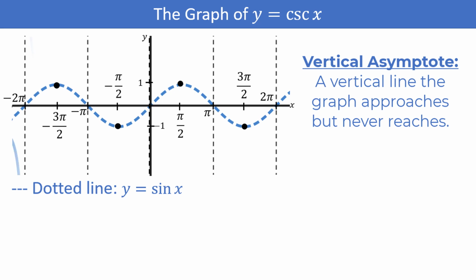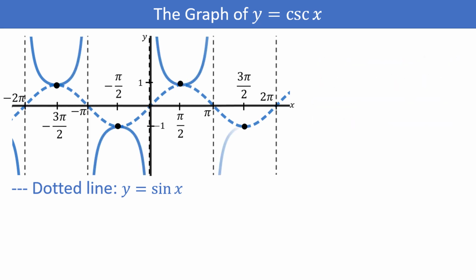Let me show you the graph of cosecant, and then I'll start to explain what's going on. Cosecant is the graph in the solid line, so over here, down here, over here, and not the dotted line of sine. I've only graphed sine for convenience, to help us see what's going on. As I've already mentioned, anytime that sine is equal to 1 or negative 1, we will have an equivalent point on cosecant, at negative 3 pi over 2, negative pi over 2, pi over 2, 3 pi over 2, etc.